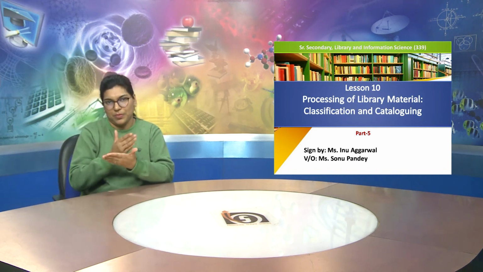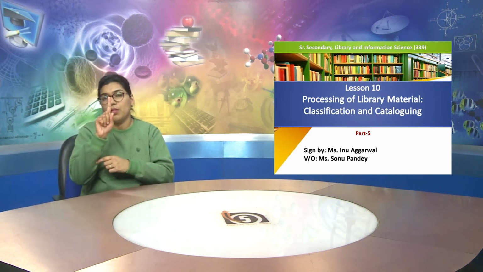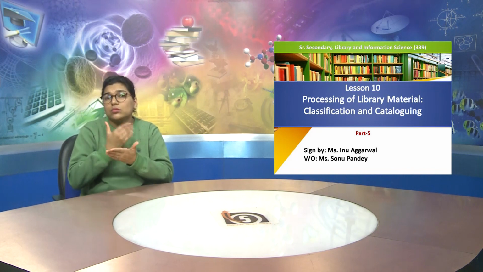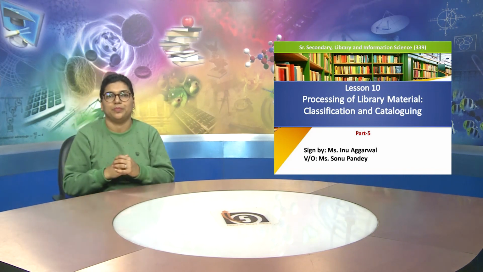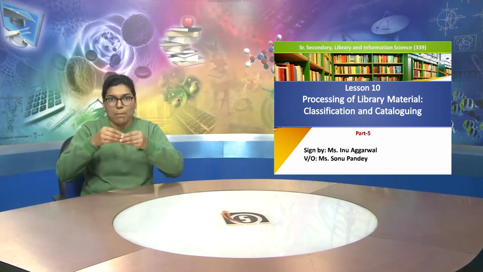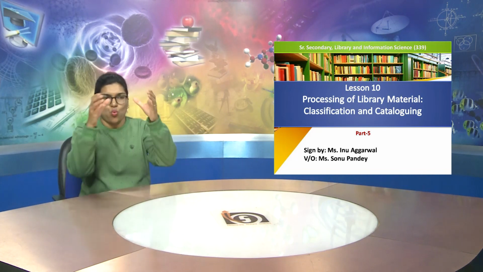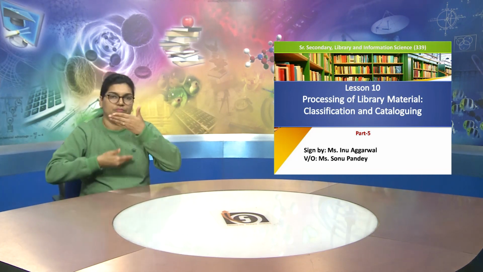This is the subject Library and Information Science. The code number for this subject is 339. This video is for senior secondary level. We are doing lesson number 10. The name of the lesson is Processing of Library Material, Classification and Cataloging. This video is part 5.